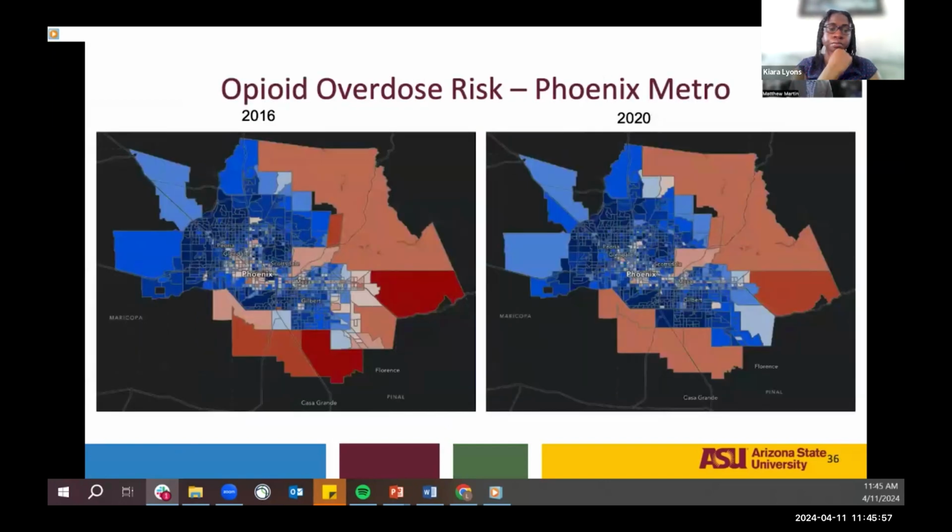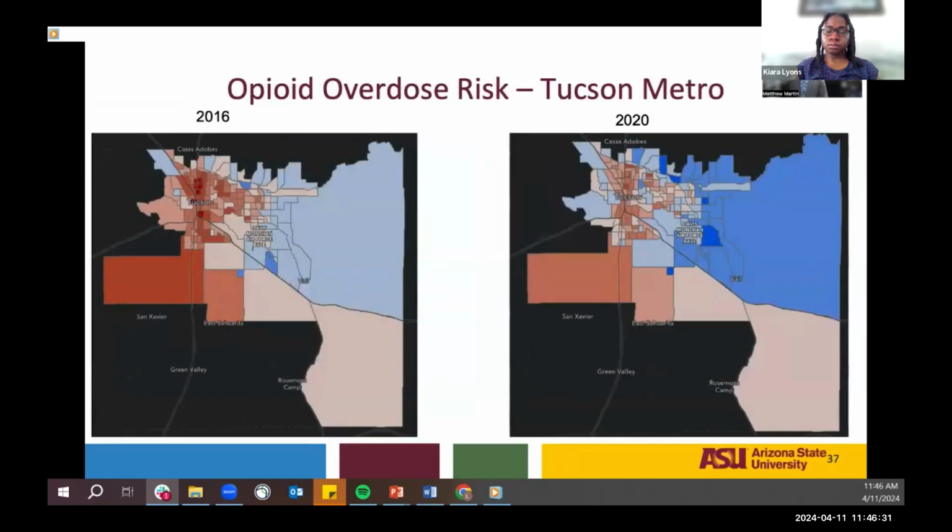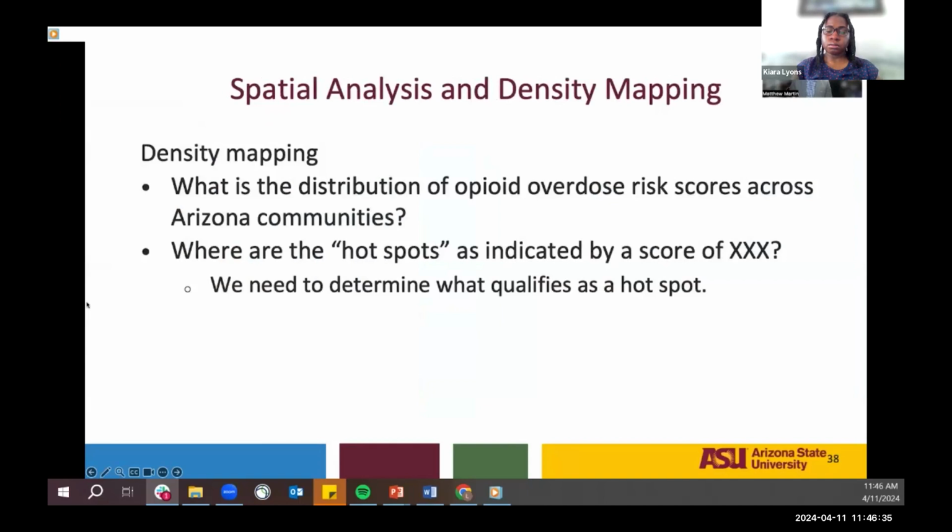Now, this takes a look at the same data for the same years, but in the Phoenix metro area. And we can see, for the most part, especially in the suburban areas, there seems to be lower risk. But once you get to certain communities or you get outside of the suburban areas, then the risk tends to increase. And it seems like the risk overall lowered by 2020. Now, we would be interested to see how that changed with the pandemic. And then here you can see it for Tucson. Okay, so I'd already talked about the density mapping.